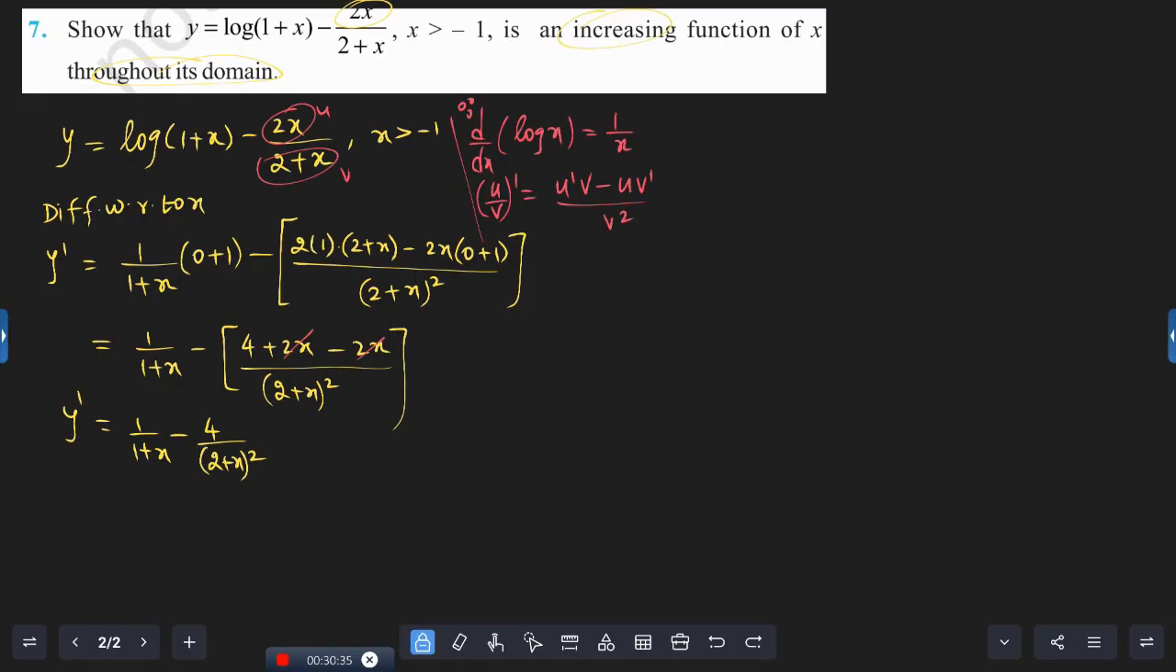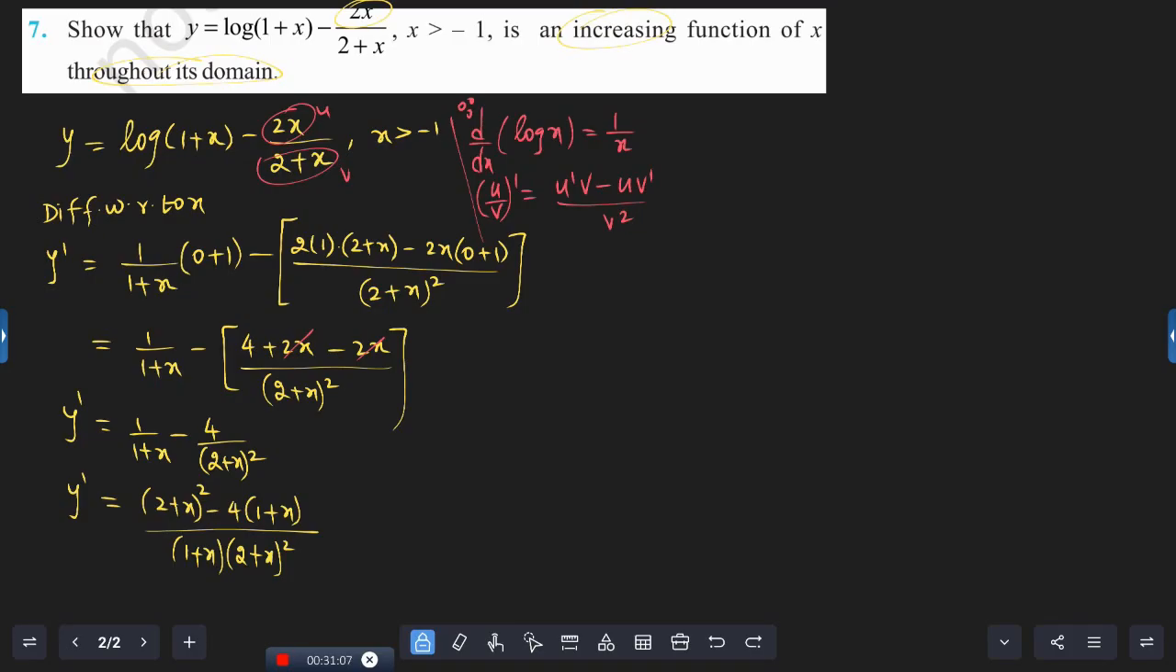This is our y dash. Okay. So you can check that separately, or else you can simplify even. If you cross multiply, you may get this. Shall we simplify? You can simplify this. Take cross multiply: 1 into 2 plus x whole square minus 4 into 1 plus x, whole divided by 1 plus x into 2 plus x whole square. Because when you have them separately, you cannot simplify. If you convert into one expression, that is easy.